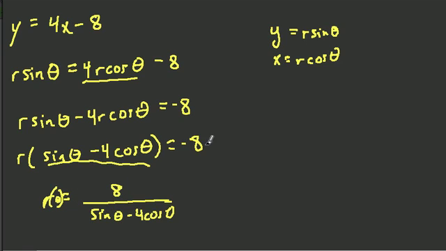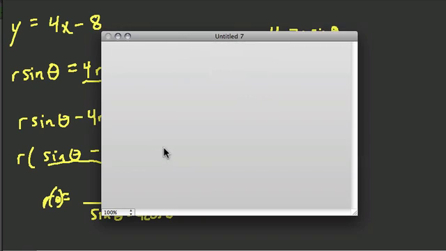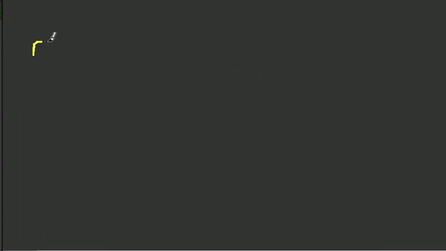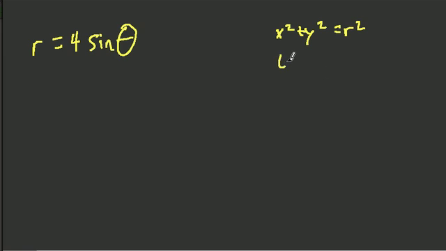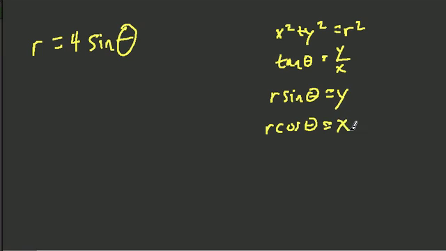We can keep going with these types of examples. Let's try a few more. What if r equals 4 times the sine of theta? What do we do in this case? Going back to our tools over here, we have x squared plus y squared equals r squared, tangent of theta equals y over x, r sine of theta equals y, and r cosine of theta equals x.